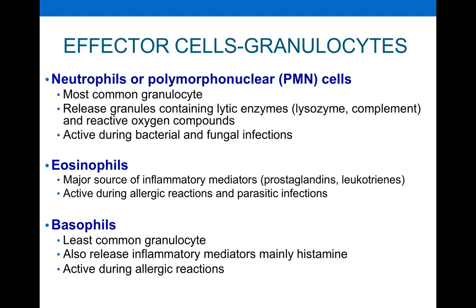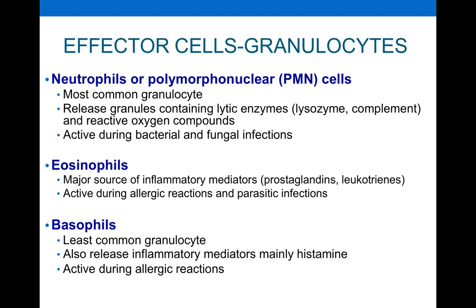From the word itself, granulocytes, they contain granules or specific granules. First would be the neutrophils, or the polymorphonuclears, or PMNs, or your segmenters. This is the most common granulocyte. They release granules containing lytic enzymes such as lysozyme, and also they release reactive oxygen compounds. They are active during bacterial and fungal infections, but more of the bacterial infections. Usually, class, these neutrophils will be increased in bacterial infection.